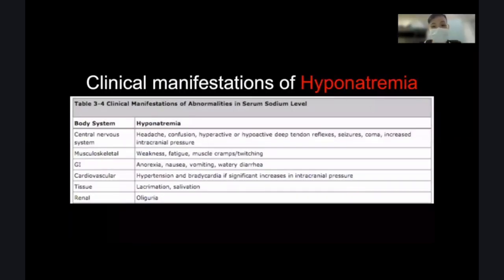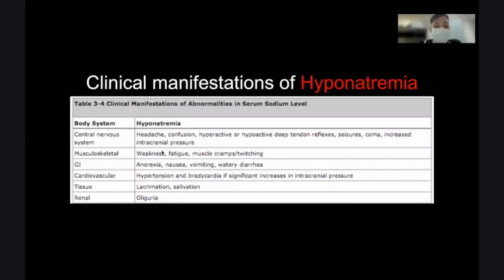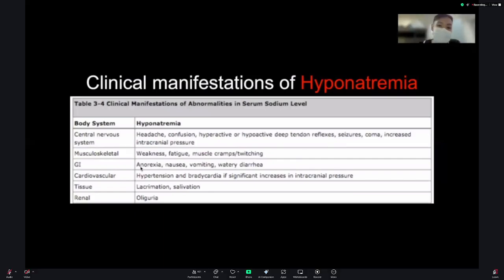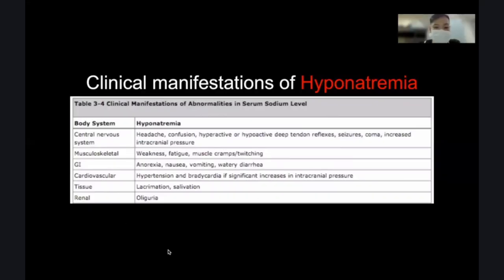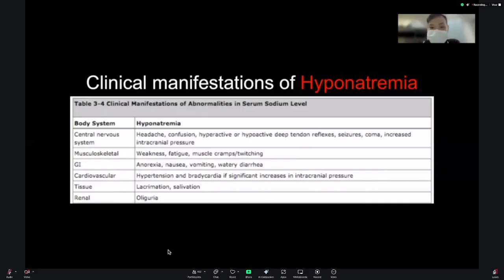So what are the clinical manifestations of hyponatremia? Depending on the organ system, for the CNS: headache, confusion, hyperactive or hypoactive deep tendon reflexes, seizure, coma, and the rest. Again, this is in your Schwartz. Just review this. This might be in your exams.